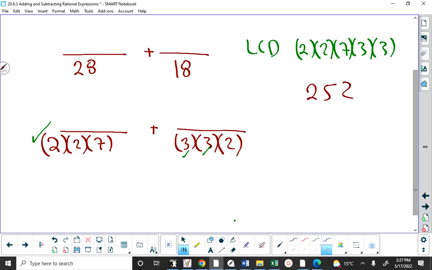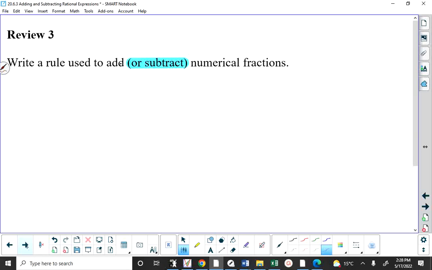You could play around with those numbers for an hour. And unless you're willing to write multiples of all of them and continue doing it that way, you're never going to figure out that it's 252. But the lesson here, everybody, is you have to look at the factors. All right. So, write a rule used to add or subtract fractions.